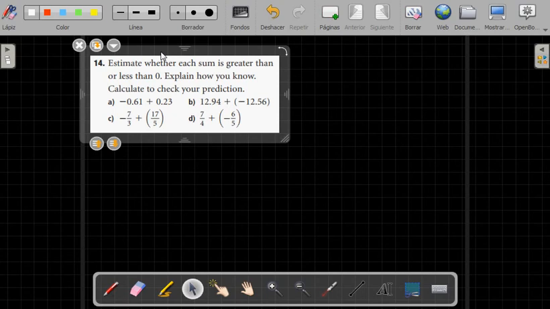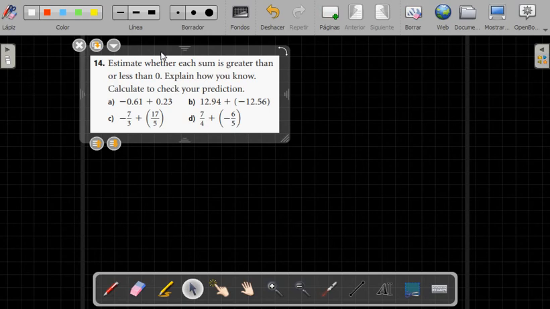Explain how you know. Lo que nos está diciendo en español es, estima si una de las sumas va a dar mayor que 0 o menor que 0. Y explica cómo lo sabes. Y para ello, haz tus cálculos para verificar tus predicciones.